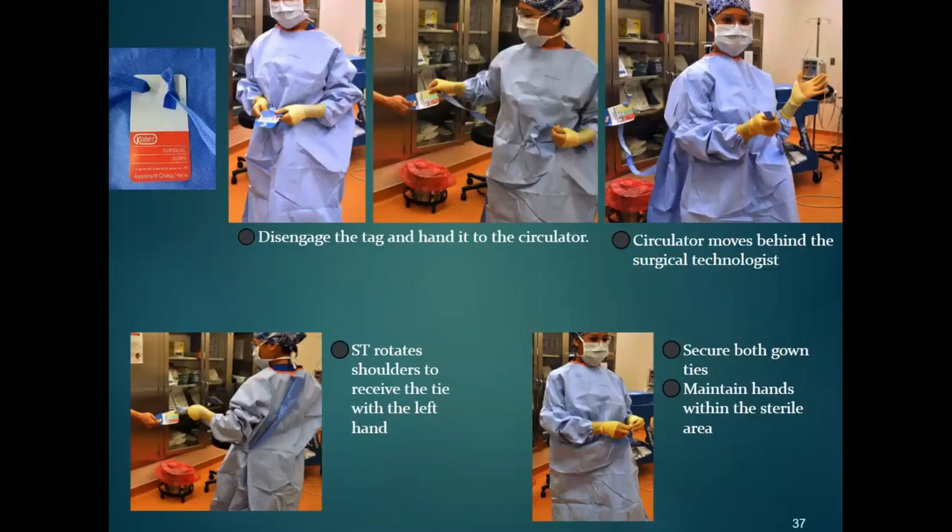As you see here, the ST rotates the shoulders to receive the tie with the left hand. You will then secure both ties, just like tying a shoelace, and maintain hands in your sterile area, which is a good indicator is at your belly button.